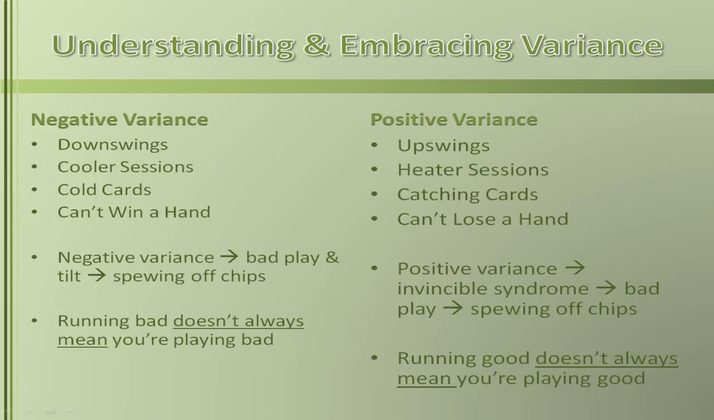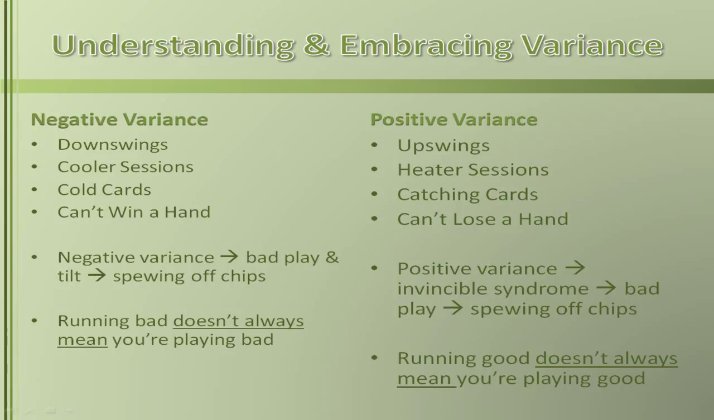Negative variance is really categorized by our downswings. A lot of people will call them cooler sessions when they're getting cold cards and they really can't win a hand. So if you're playing live, you sit down in a card room at a table and you sit there for 3 hours and you can't get a good hand, or when you are getting a good hand or a good draw, you're never winning, you're never catching your draws, your big hands are never holding up, right? That's a consequence of negative variance.